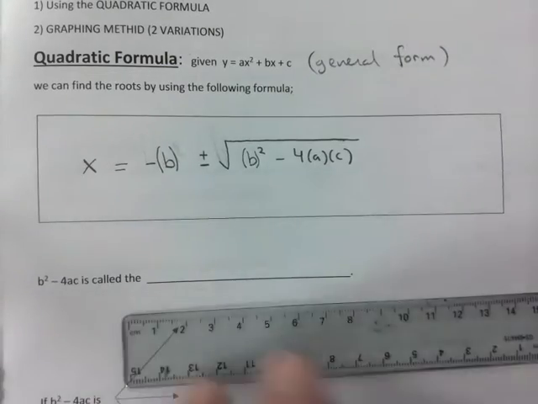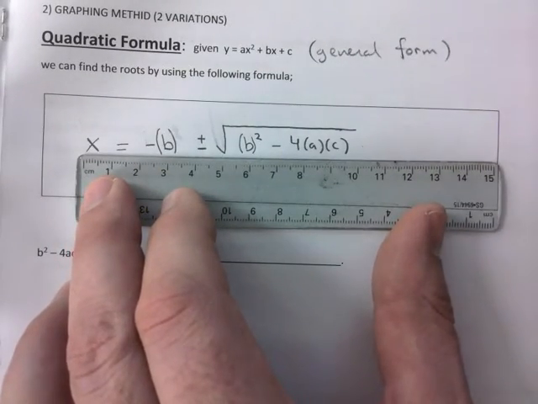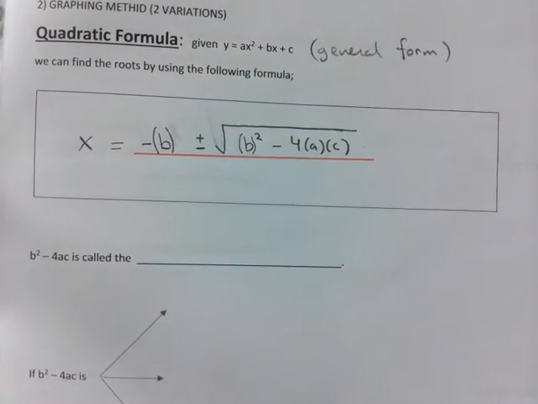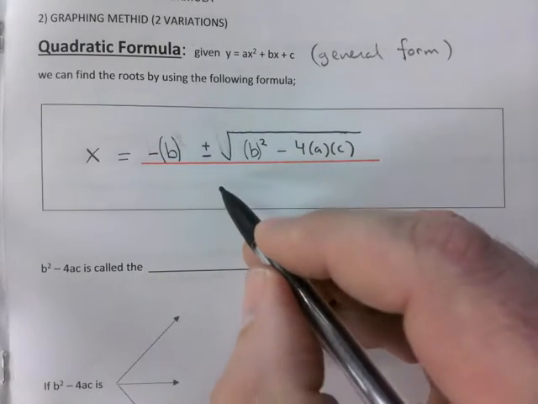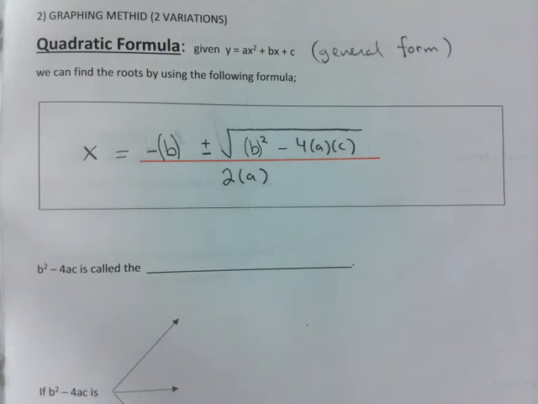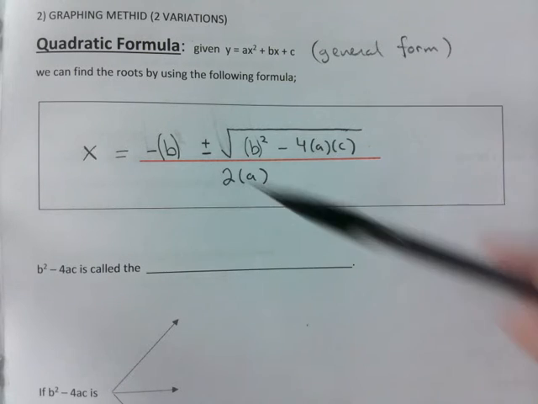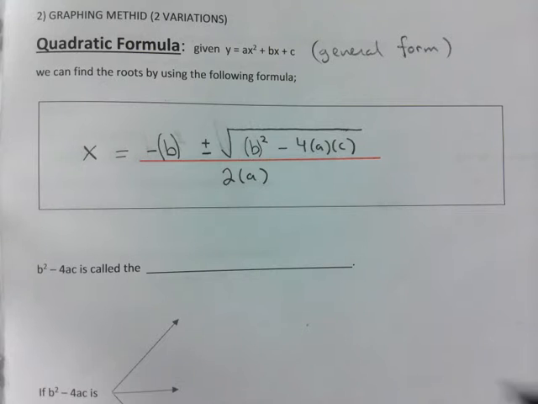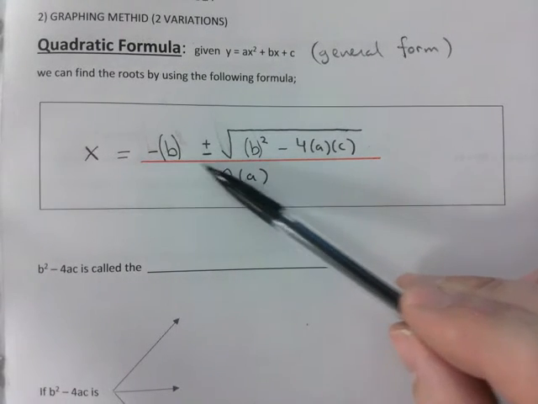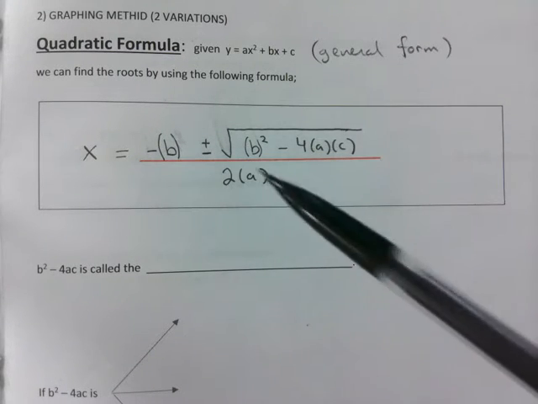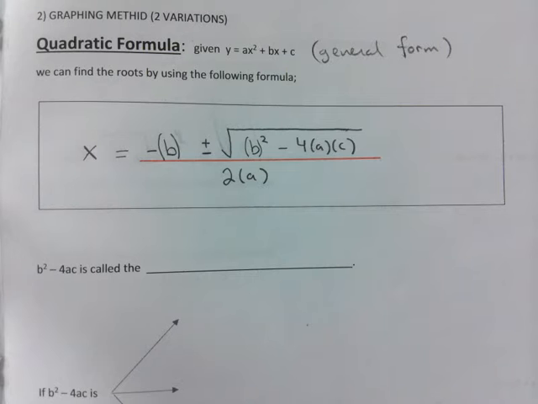And now this whole thing is going to be divided by 2 times a. Not just b, not just this, but the whole thing. That is the important thing that I'm emphasizing. That's why the red line goes from end to end. So we will first figure out the top, and then we will worry about the dividing part.